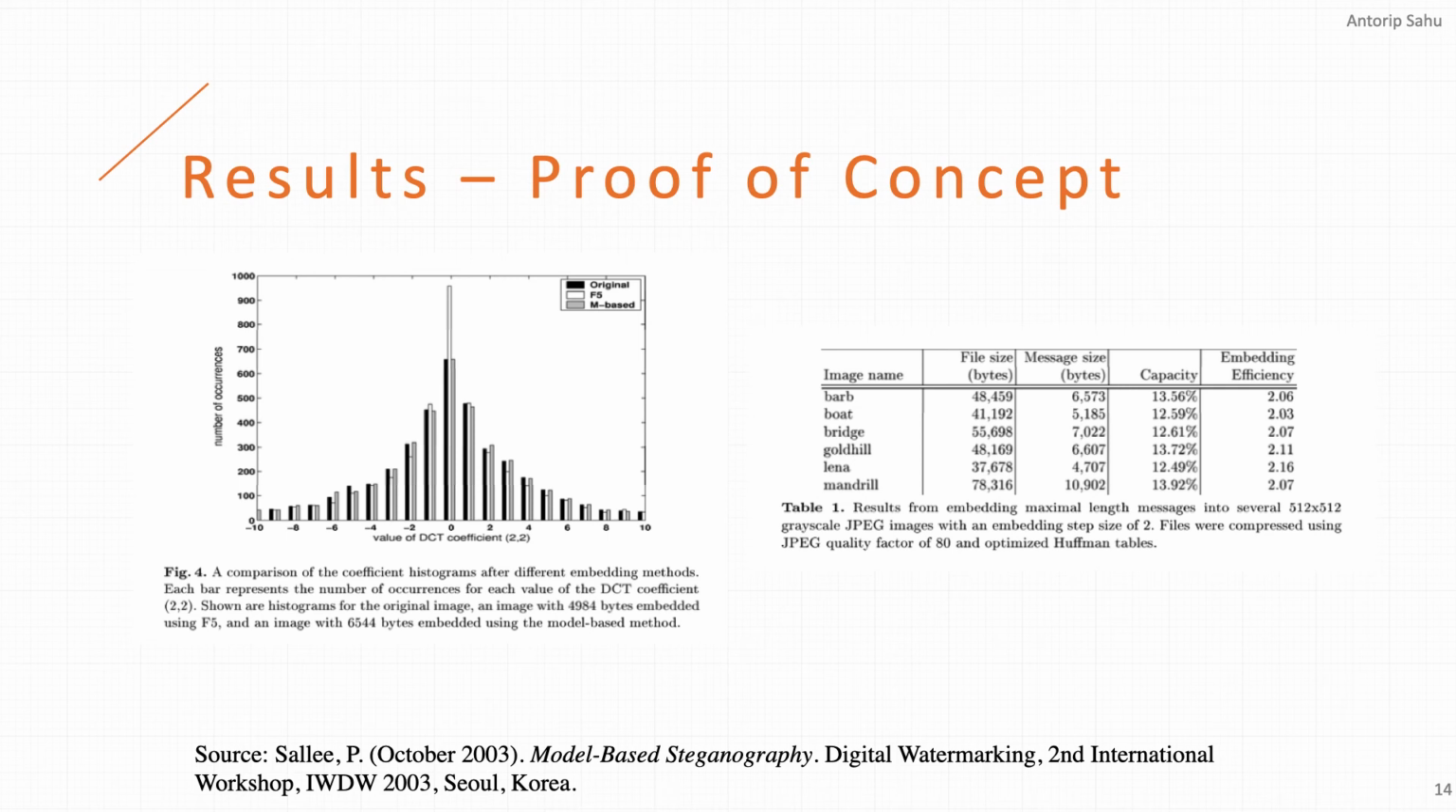Referring to the figure on the left, we find the coefficient histogram of DCT coefficients before and after the application of F5 and model-based steganographic methods. We find that the model-based method generates a histogram which is very similar to the original. You could notice that the histogram by the F5 method has stark differences when compared to the original.